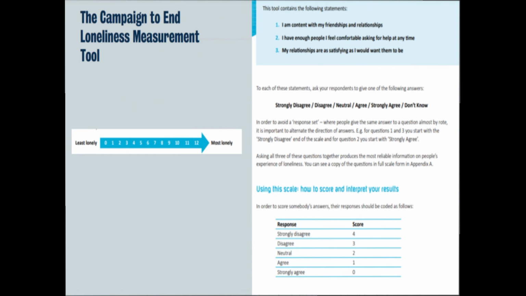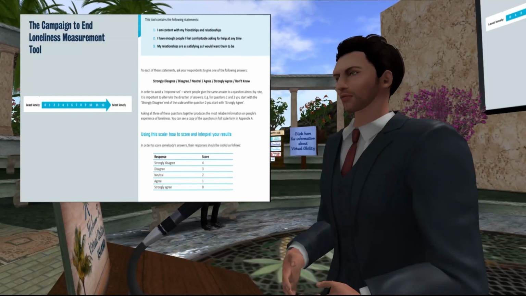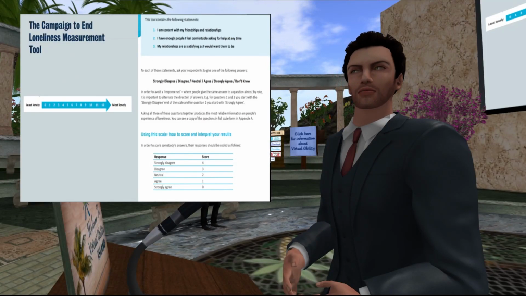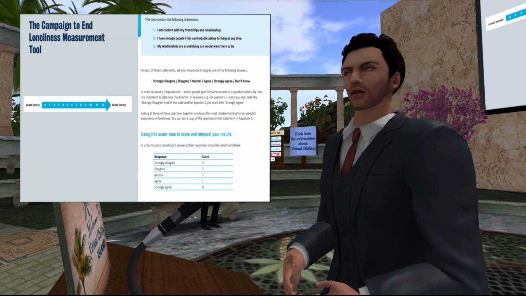Can you see that this one is positive? I am content with my friendships and relationships. Yes, I am, so that gives me a 0. No, I'm not, I strongly disagree with that, it gives me a 4.